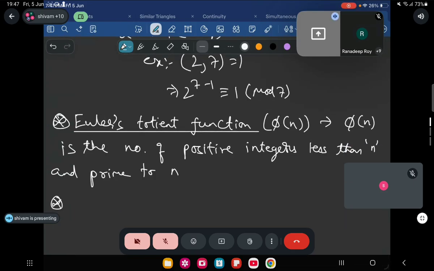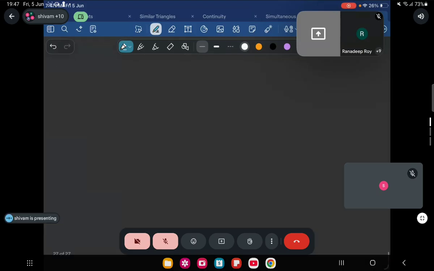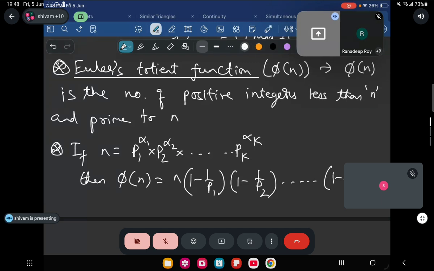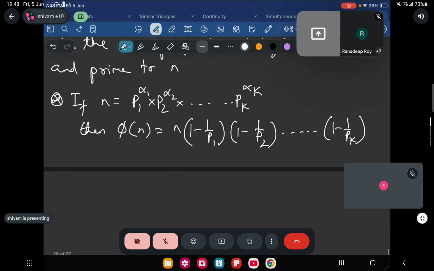That is, if I write n is equal to p1 to the power alpha 1 into p2 to the power alpha 2 into dot dot dot pk to the power alpha k, then phi of n will be equal to n into 1 minus 1 by p1 multiplied by 1 minus 1 by p2 multiplied by dot dot dot 1 minus 1 by pk. Okay, this is what phi of n is.